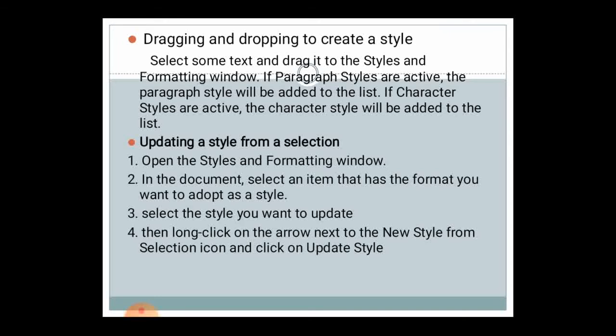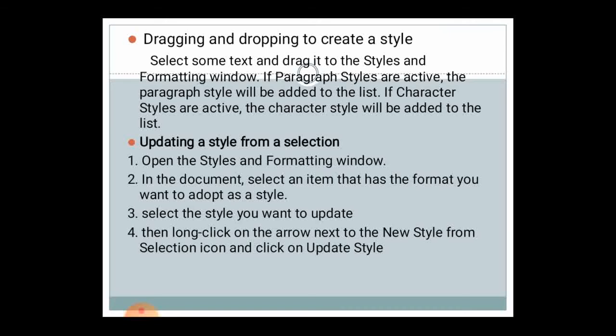Okay, next thing is updating a style from the selection. Let us look into the steps. Open the styles and formatting window. In the document, select an item that has the format you want to adapt as a style. Similar to dragging and dropping, you will have an existing file that has some format you like. Select the style you want to update.